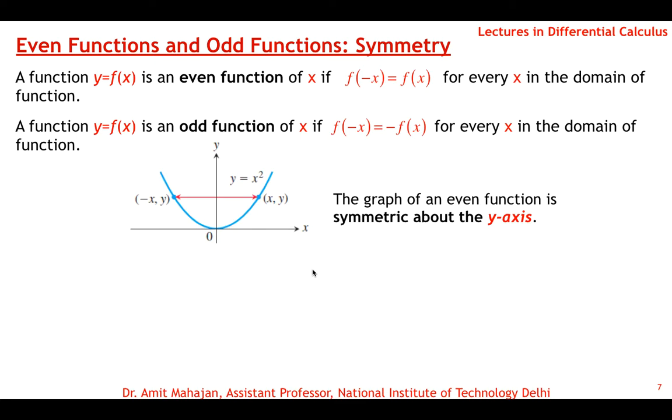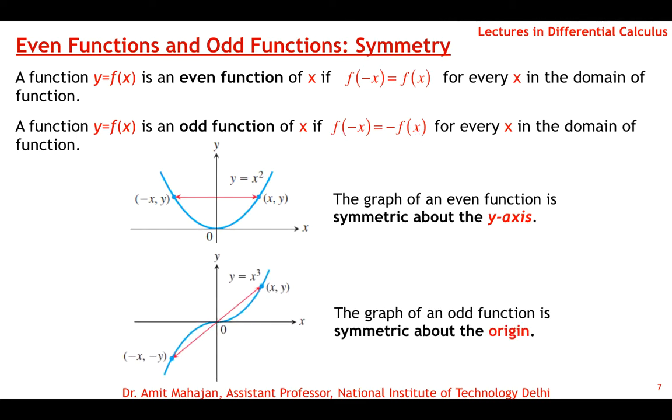Similarly, if the function is odd, then the graph of the function is symmetric about the origin. Right, so at any x value, if the function height is y, then at the minus x value, the function value will be minus y. So an upward function will be a downward function here. It's a symmetry about the origin.